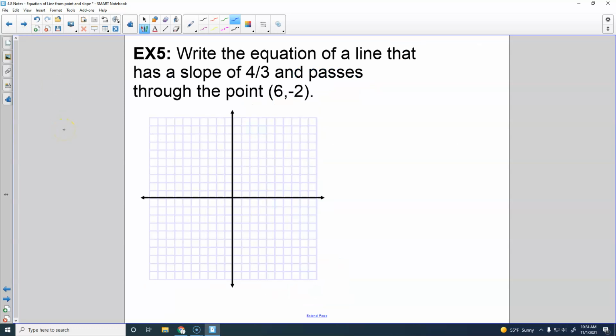All right, now let's look at this one. Write the equation of the line that has a slope of 4/3 and passes through the point 6, negative 2. Julian, is 6, negative 2 a y-intercept? It's not. How do I know it is not a y-intercept? It does not have a 0 in front.